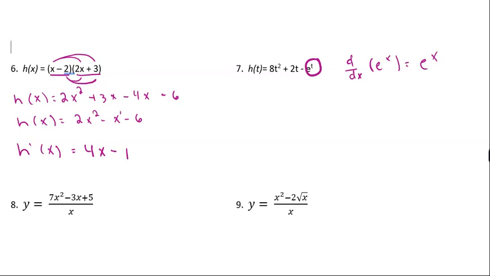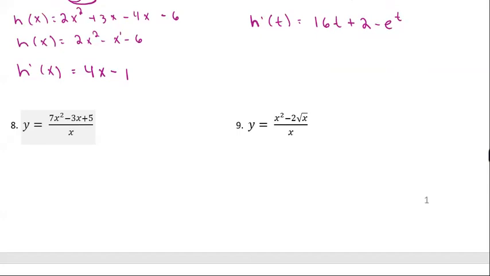So let's go ahead and take our derivative. We have h prime of t equals, we have 8t to the second, so we bring down our power, 8 times 2 is 16, and we had to the second, so we subtract 1, so it's just to the first power. Then we have plus 2t, so the derivative of 2t is just 2. And then we have minus e to the t. The derivative of e to the t is e to the t, so it'll look like this.